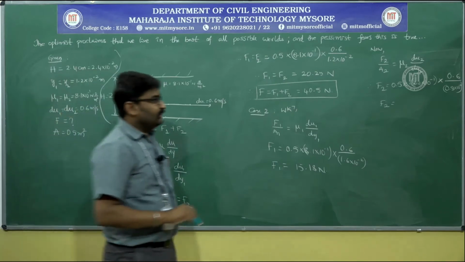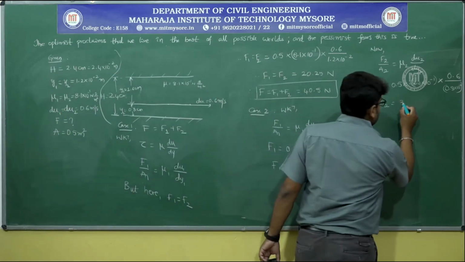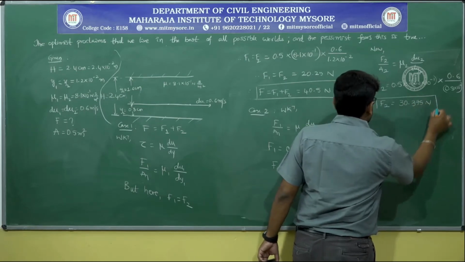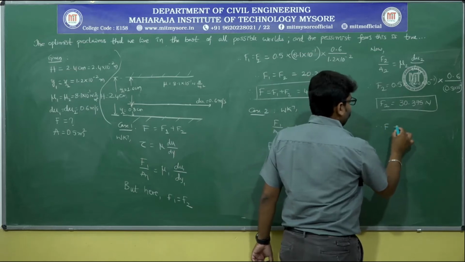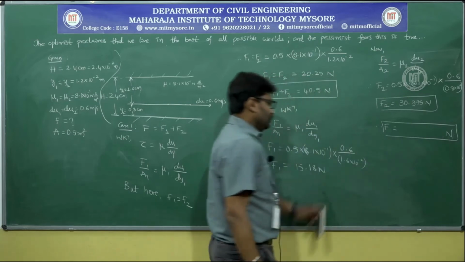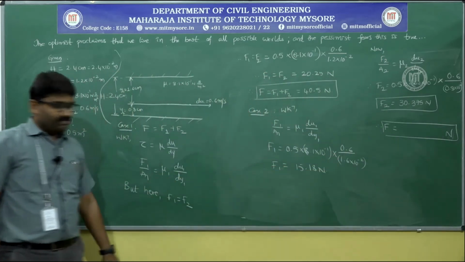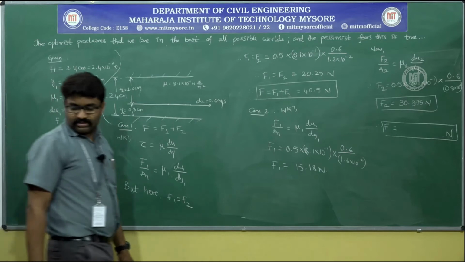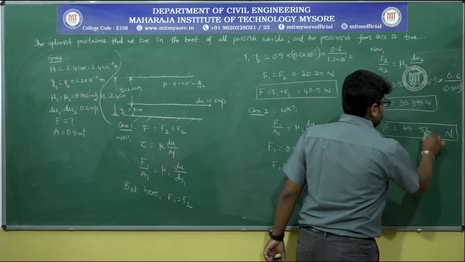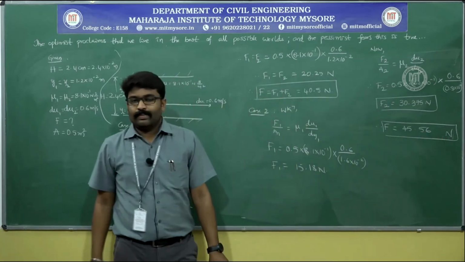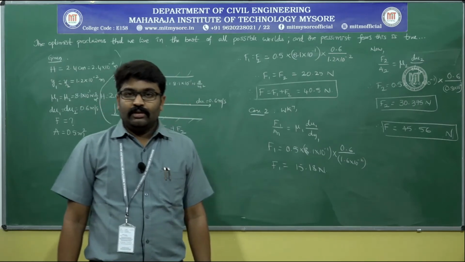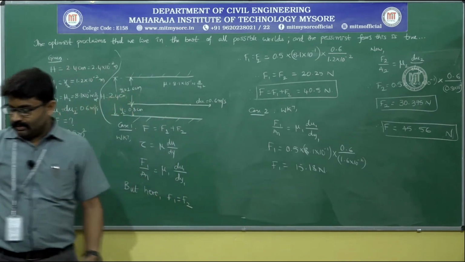F2 will be equal to 30.375 Newton. Therefore, you will have the total force F equal to F1 plus F2, that is 30.375 plus 15.18. Total force is 45.56 Newton. That completes this problem. Moving on to the next problem, take it down.